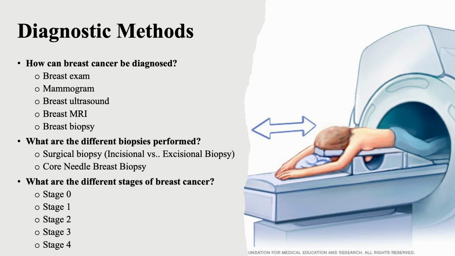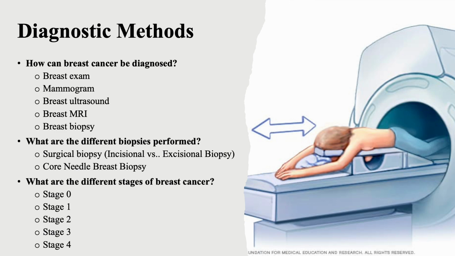After the biopsy, it goes into the lab where it's tested, and if it comes back positive for breast cancer, it's then staged. So what are the different stages of breast cancer? There's stage 0, which means that the cancer is non-invasive and it has not spread to other parts of the body. It's usually localized.